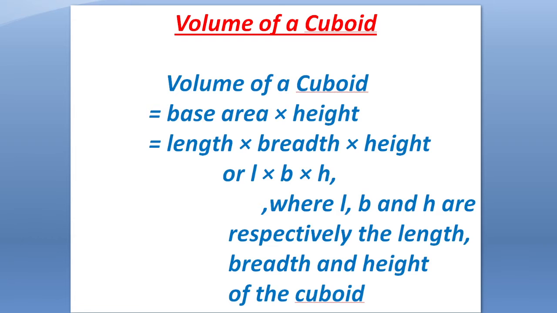Volume of cuboid. Volume of cuboid is equal to base area into height. But we know that base area is the length into breadth, so volume of cuboid is equal to L into B into H, where L, B and H are respectively the length, breadth and height of the cuboid.